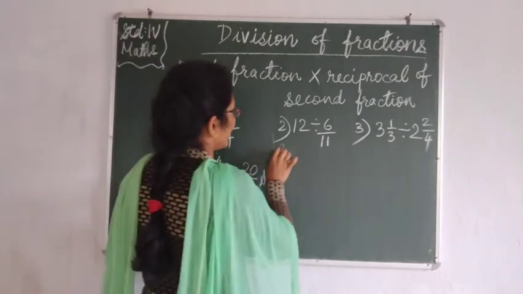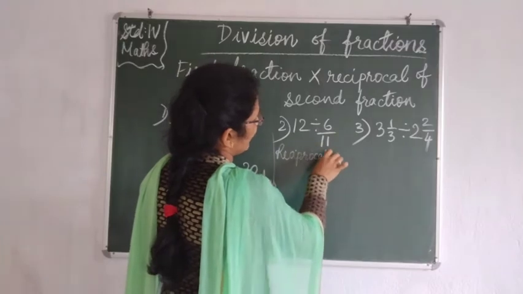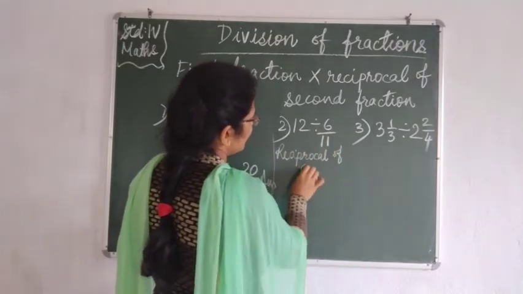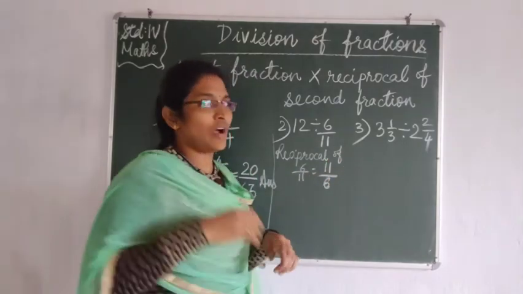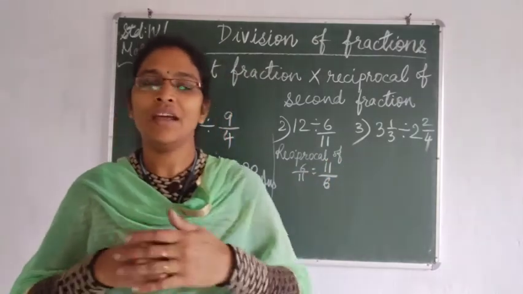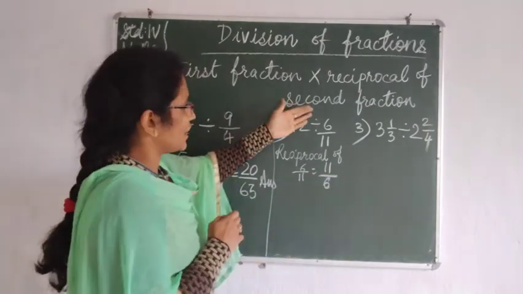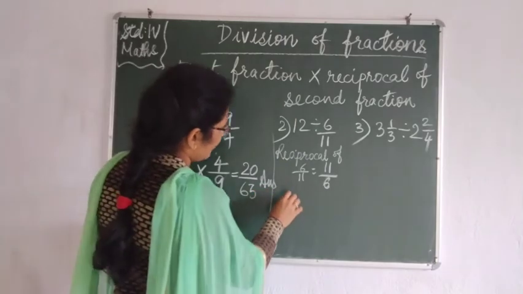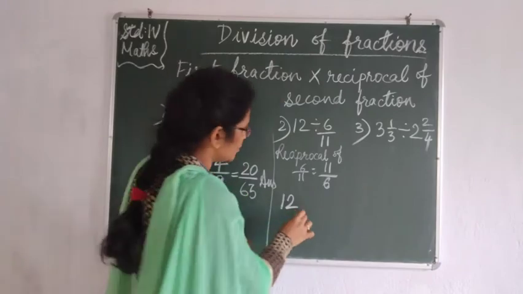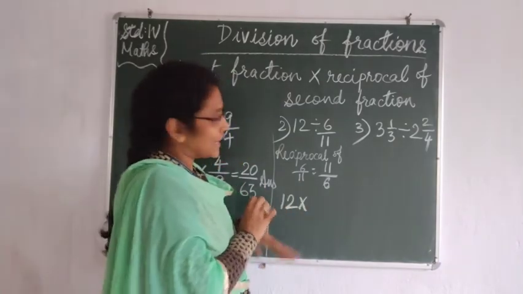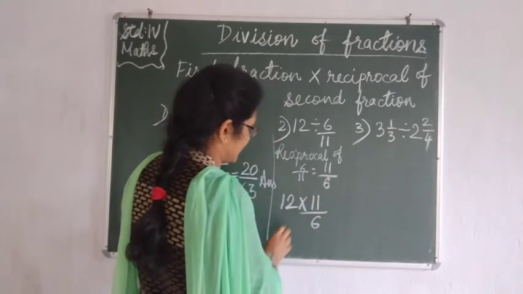If you want, you can write the reciprocal of the second fraction. Okay. Which is the second fraction? 6 by 11, its reciprocal is 11 by 6. How to write the reciprocal? Just upside down. 11 by 6. Now what to do? We can write the process here. The first fraction 12 by 1 we write as it is. The division sign we will change into a multiplication sign, and the reciprocal of the second fraction is 11 by 6.